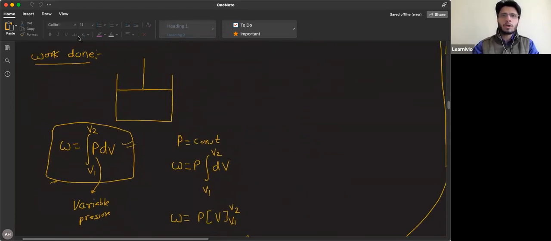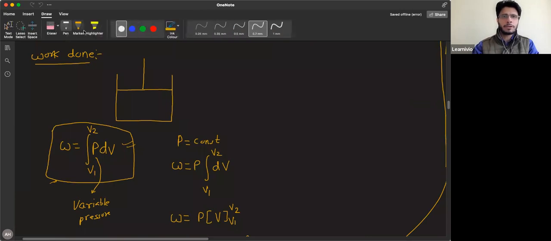What is the formula of work done in mechanics, Adriel? The force and displacement. Yes, in mechanics, the work done is the dot product of force and displacement. If your force is constant, and if your force is variable, then it's an integral. But when you come to thermodynamics, the work done is the integral of pressure into change in volume, and the limit is from V1 to V2.